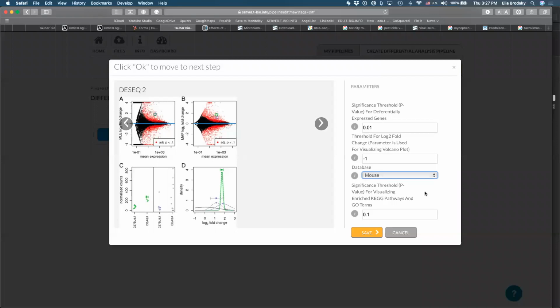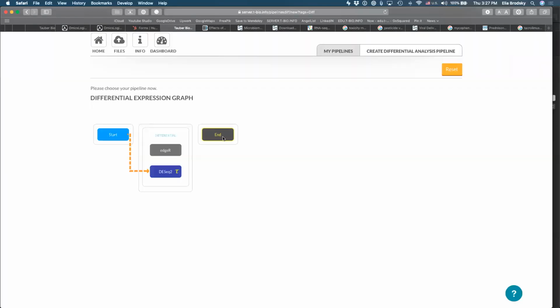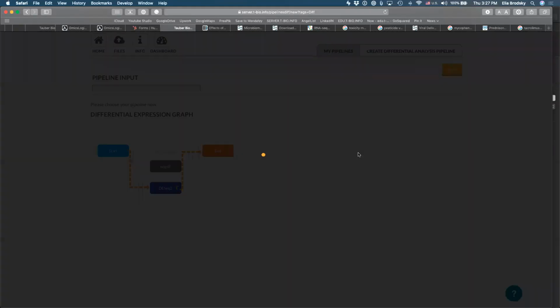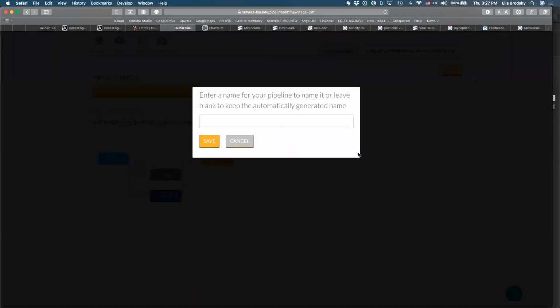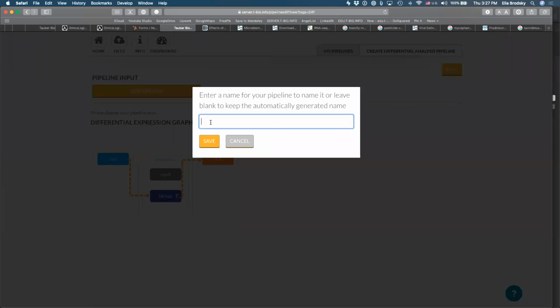Here you have some other settings. You can play around with those later on, but for now, I'm just going to skip that. Okay, and that's it. So really just one step that you can do. Okay, so we'll call this lupus treatment differential expression.